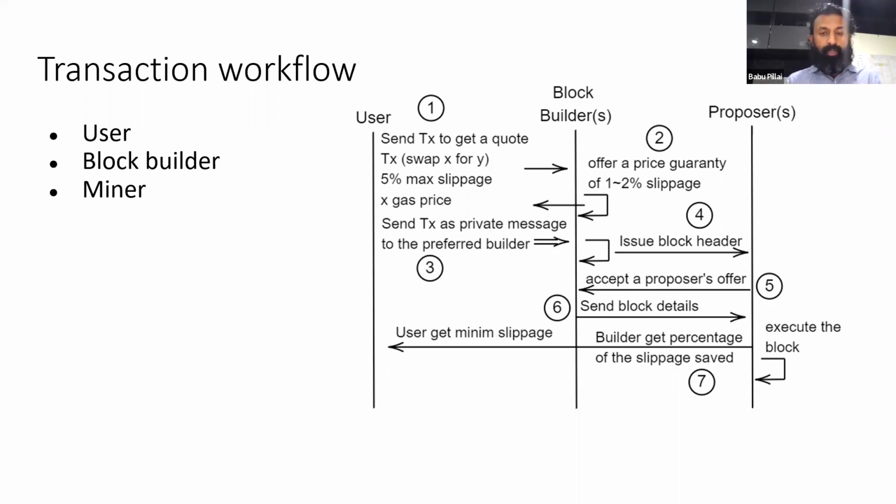He will put together and approve the transaction, and all those things happen. And once the transaction is approved, blocks, everything done, then the builder gets, based on how much slippage the user saved, a percentage of that, and the proposer gets the other rewards and everything. Okay, so that's how that model works.